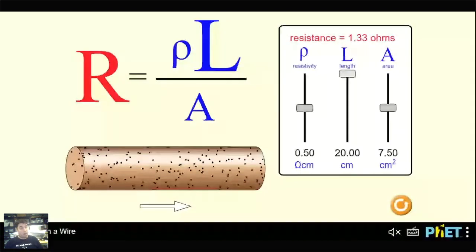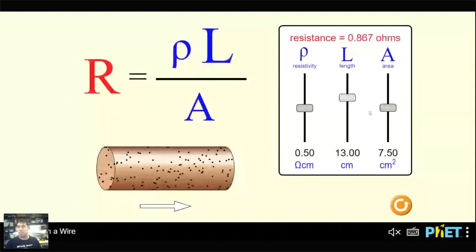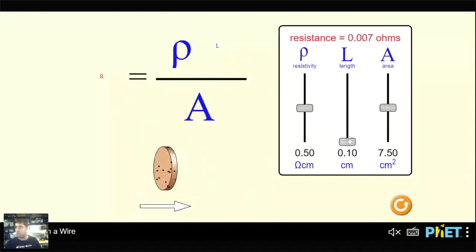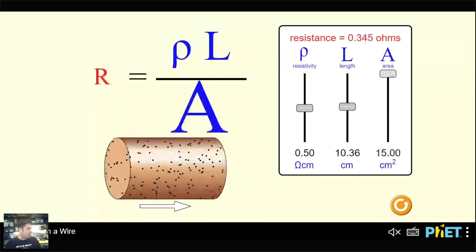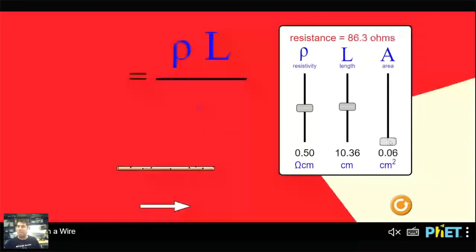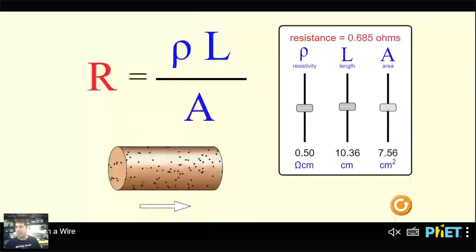Long wires are harder to get through than short wires. Short wires are really easy. And area, this one we're looking at R is proportional to 1 over A, so an inverse relationship. A big A makes it easy to get through, and a small A makes it very difficult to get through. This is another good example of going back to the garden hose analogy. A small A would be like a garden hose. A big A would be like a fire hose or a water main that's going to let tons more water get through.